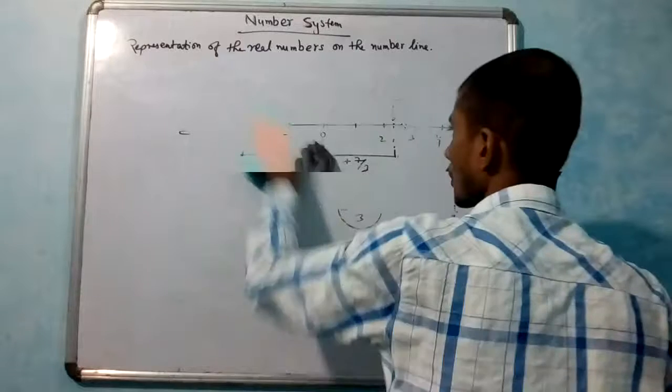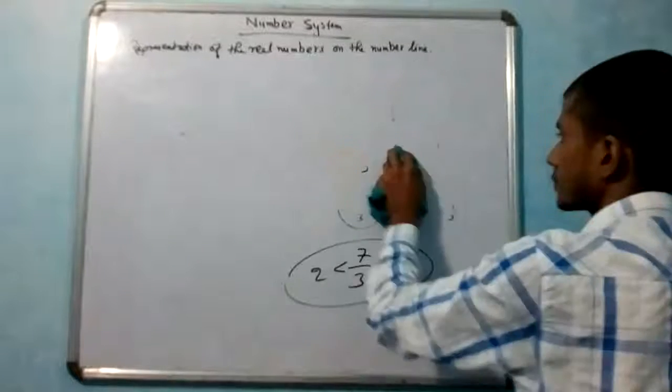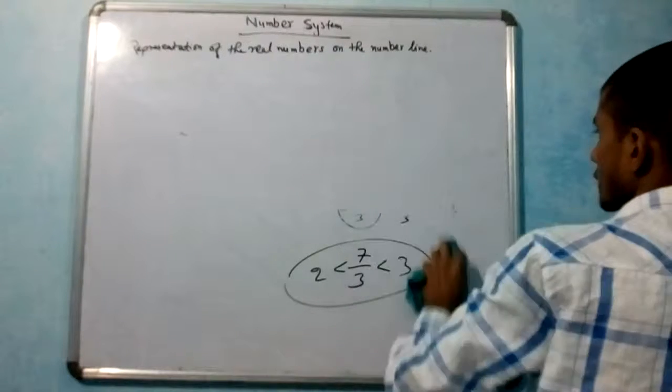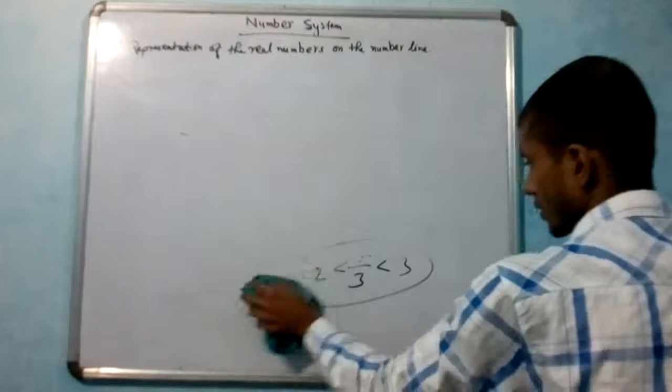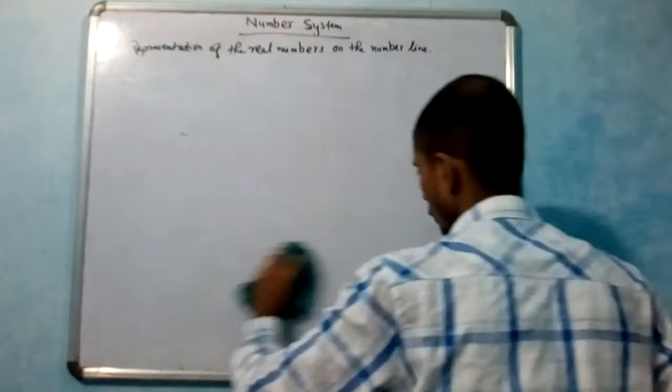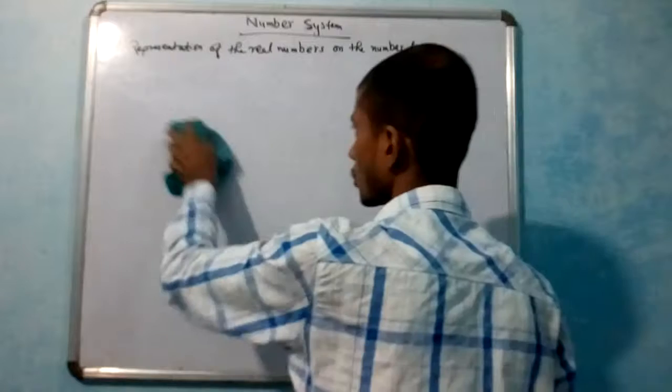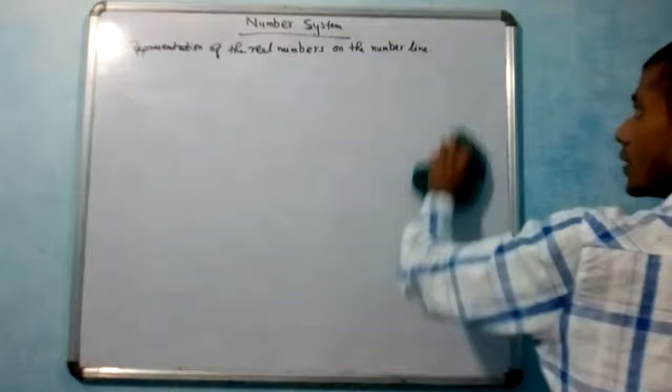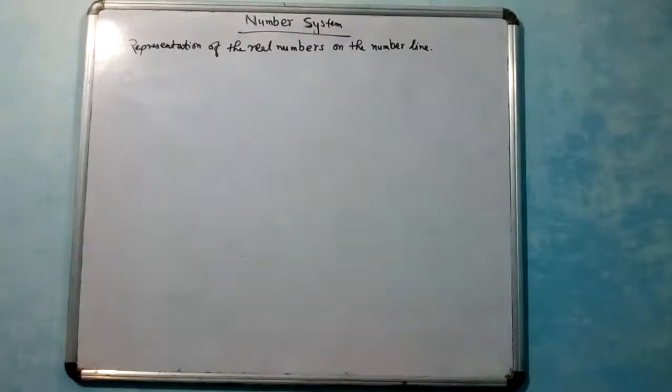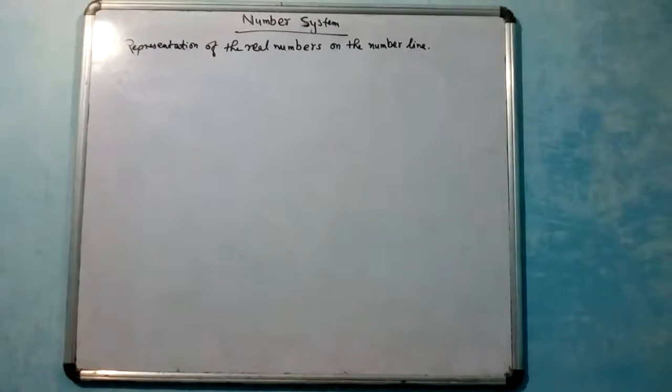Okay? Now we will see representation of irrational numbers on the number line. Why? Because rational and irrational both make real numbers. Okay? Fine. Now listen what I am going to do.